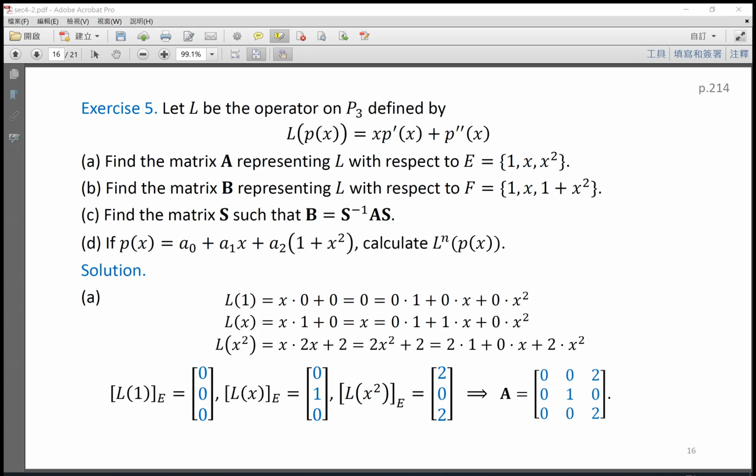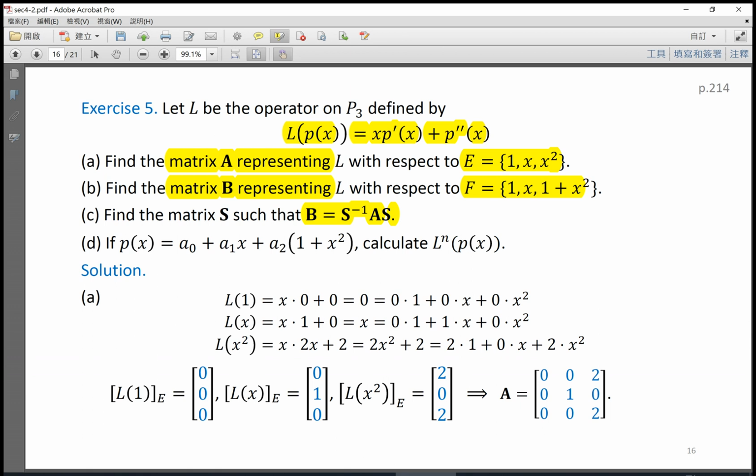Next, we discuss exercise 5. Let L be the operator on P3 defined by L of P equals x times the derivative of P plus the second derivative of P. There are 4 cases to be solved. In case A, we need to find the matrix A representing L with respect to the standard basis in P3. In case B, we need to find matrix B representing L with respect to basis F, which is another basis in P3. In case C, we need to find a matrix S such that B equals S inverse times A times S, where matrices A and B are computed in cases A and B.